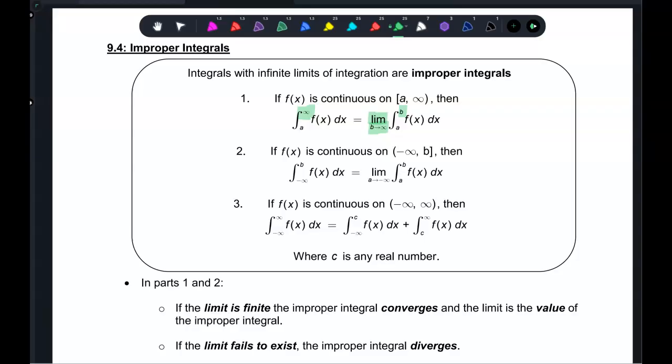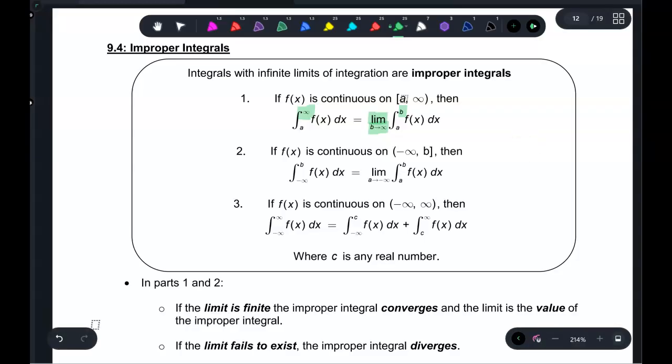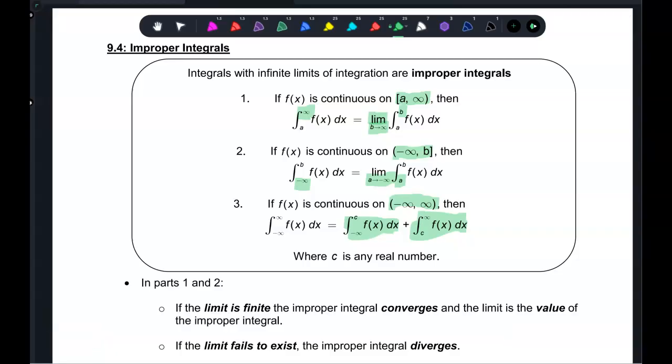Okay. These are just other variations. So this is if it goes to infinity. This is if it's negative infinity to b, then we change it here. And every once in a while, we might have negative to positive infinity, and then we have to split it up into two separate ones.